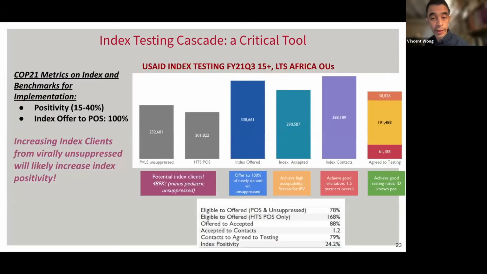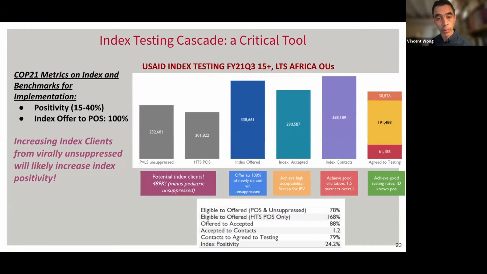Here's our index cascade. Again, we had seen some real successes here. We're very interested in making sure we extend index testing offers not only to test positive tests, but also virally unsuppressed. That's what we see here. So we see an offer rate that's much higher than our test positive volume in Q3. And this cascade is looking really strong.